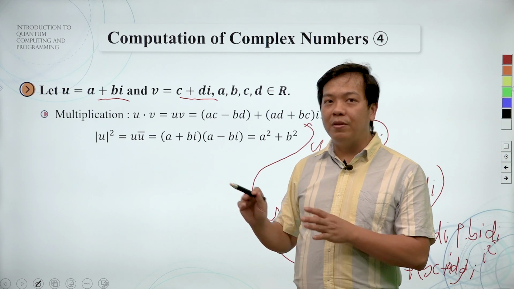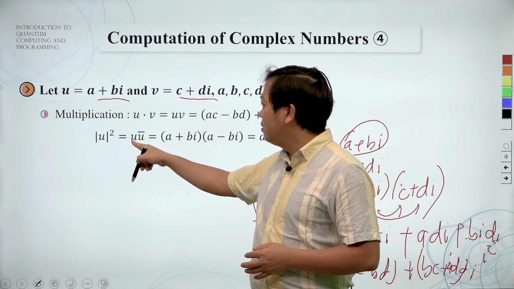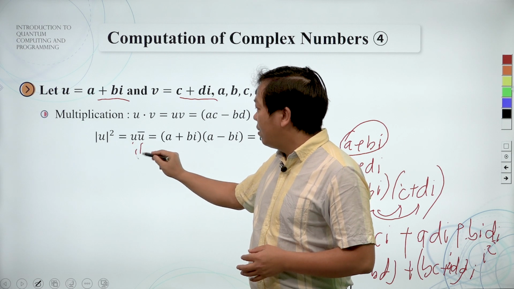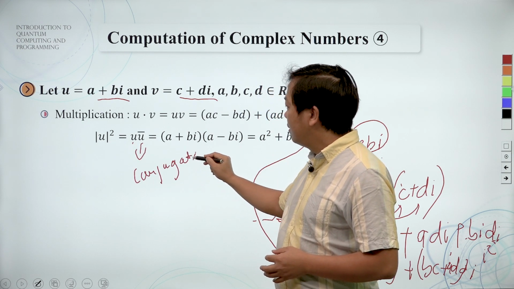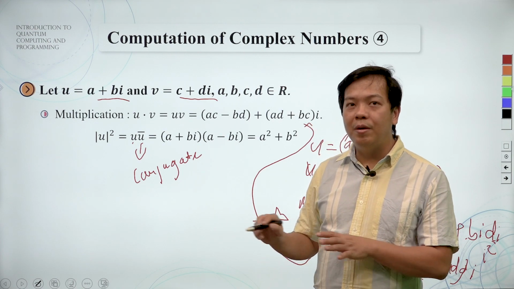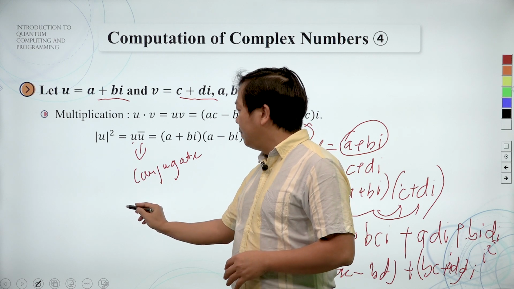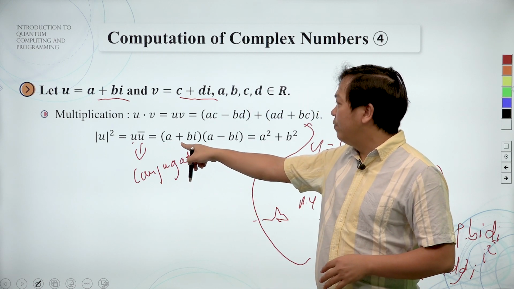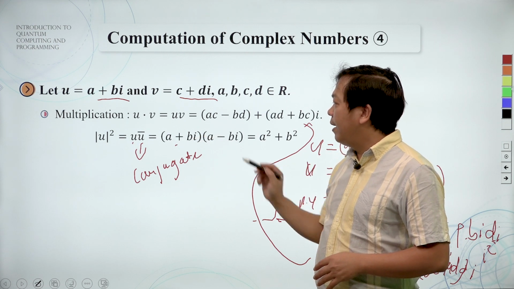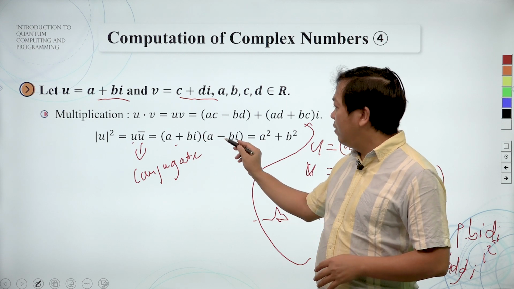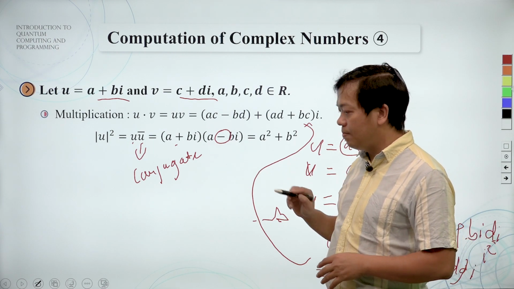U square is very special. We need to have two vectors: this is U and this is the conjugate. In the previous slide, we already talked about the conjugate. So if we have vector U, A plus BI, after conjugate we only change this value, which is equal to the minus.